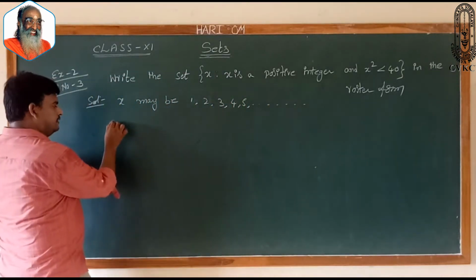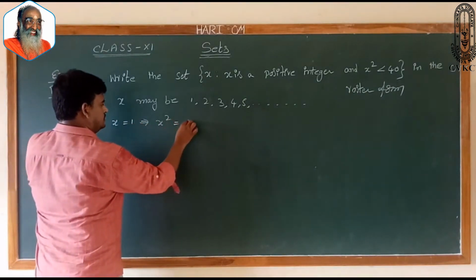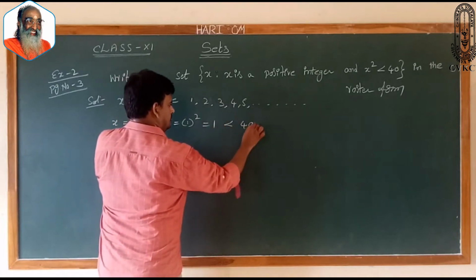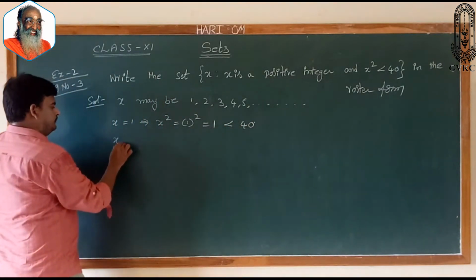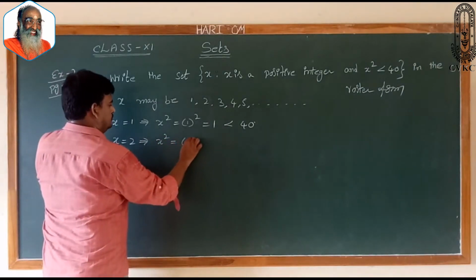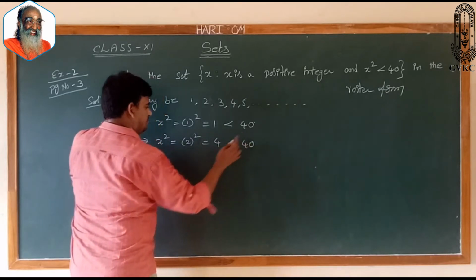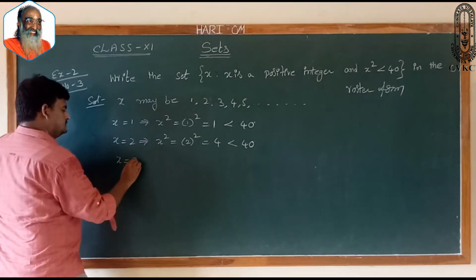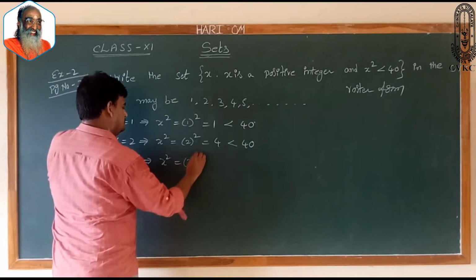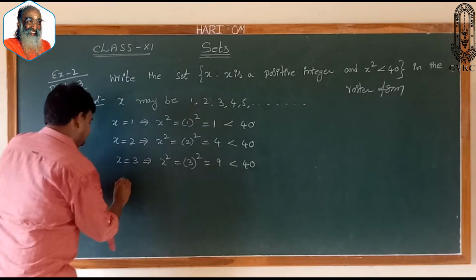When we calculate, for example, let x is equal to 1, x square is equal to 1 square, that is equal to 1, less than 40. X is equal to 2, x square is equal to 2 square, 4, which is less than 40. X is equal to 3, x square is equal to 3 square, 9, less than 40.